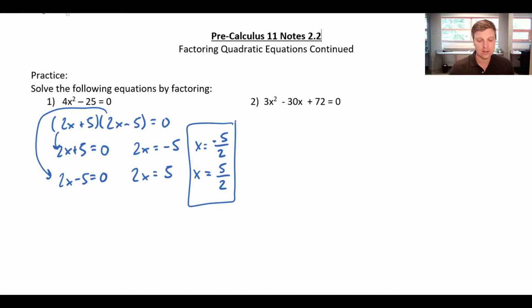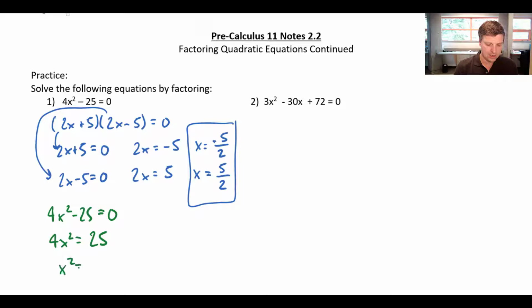I want to point out, though, there is another way to solve this, and this is maybe a little bit quicker and simpler, and it's going to help us out later on. Because there's no b term, because the b term is 0, I could just take this initial equation and move the 25 over to the other side. So move 25 over and get 4x squared equals positive 25. Then I could move the 4 over, and I would get x squared equals 25 over 4. And then to get rid of the square here, I would have to take the square root of both sides, and so I would get x is equal to the square root of 25 is 5, and the square root of 4 is 2, so 5 over 2.